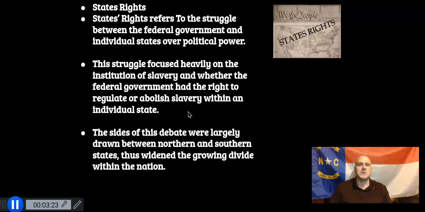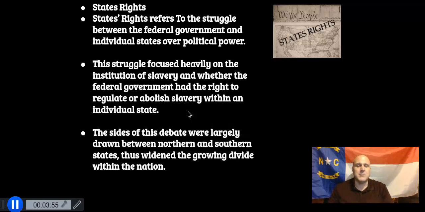So you have this division of the power between states and the federal government. A lot of the states feel like they should have more power than the federal government because the federal government is made up of all these different states. So the focus here is heavily on slavery with states' rights because the South is trying to protect slavery in these individual southern states. So states' rights, again, based on slavery.